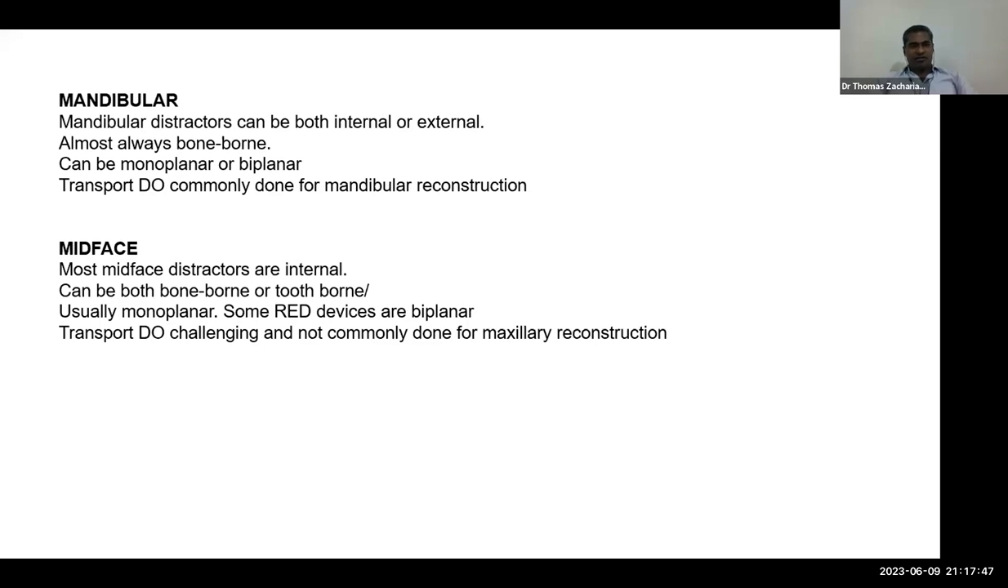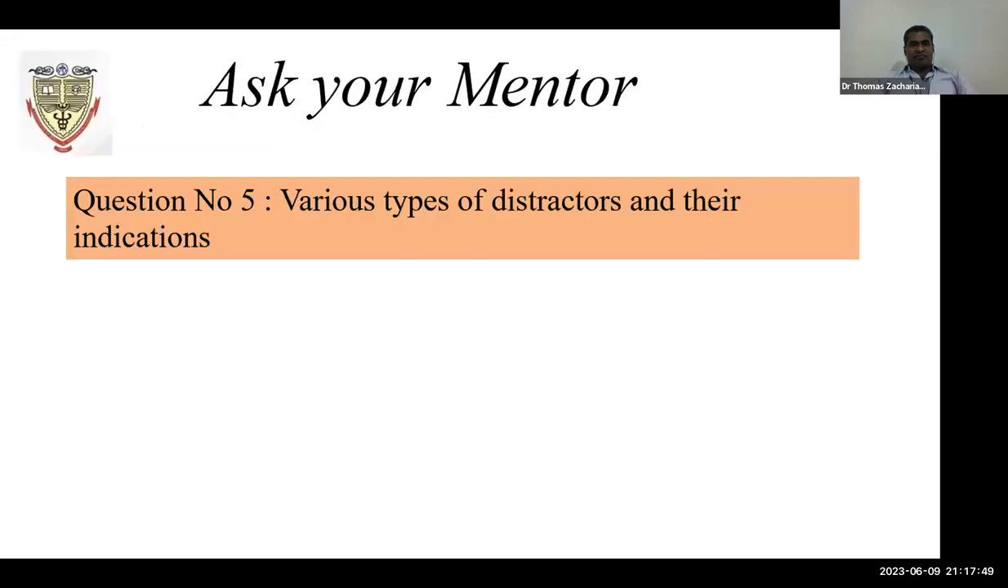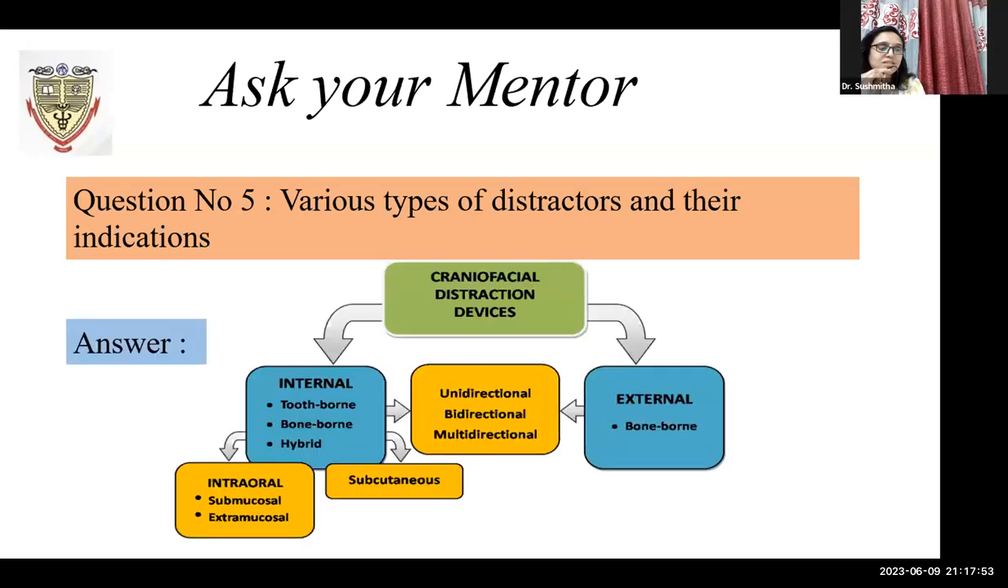Shall we move to the next question, Dr. Sushmitha? Yes. Various types of distractors and the indications. I guess this is a very direct question, and you have different classifications in different textbooks and articles. But on a broader basis, it is very simple. It can be classified as internal distractors and external distractors, and both of them can be uni, bi, or multidirectional.